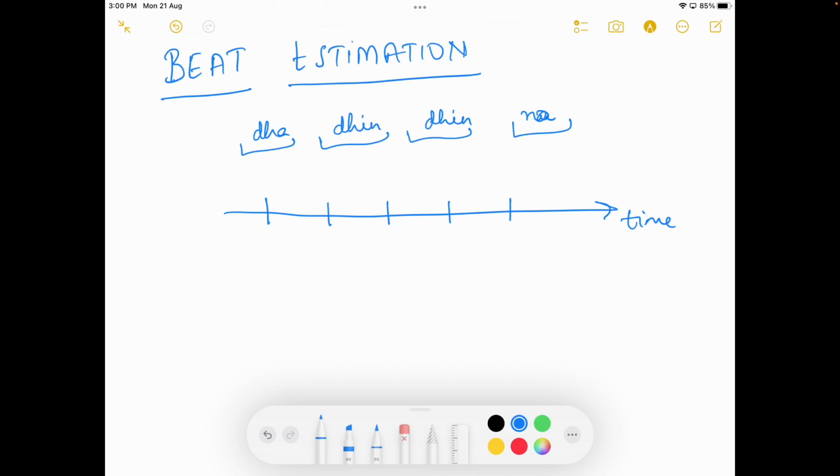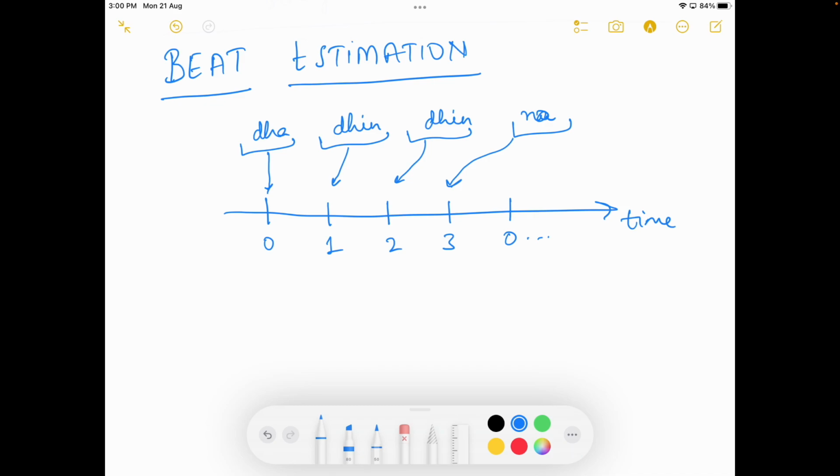Let's say this is 0, and then again 0 starts. Right? So let's say here I play dha, here I play dhin, here I play dhin, here I play na. And again on 0 I will again play dha, dhin, dhin, na. So dha, dhin, dhin, na, dha, dhin, dhin, na, dha, dhin, dhin, na.